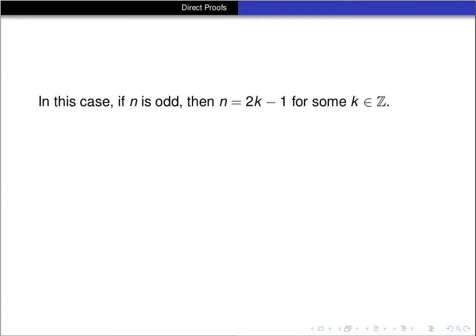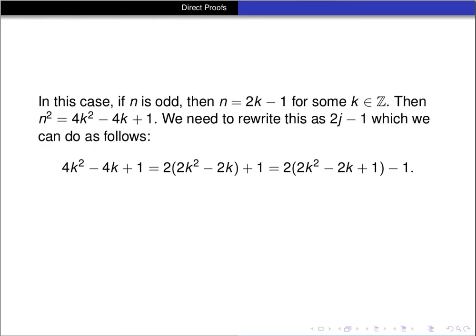So if n is odd, then we know n is going to be 2k minus 1 for some integer k. If we square that, we get 4k squared minus 4k plus 1. Now, if we want to show n squared is odd, we need to show it's of the form 2 times j minus 1. This doesn't quite work, so let's do a little bit of work, reformulate this with algebra, and see if we can get it in the right form.